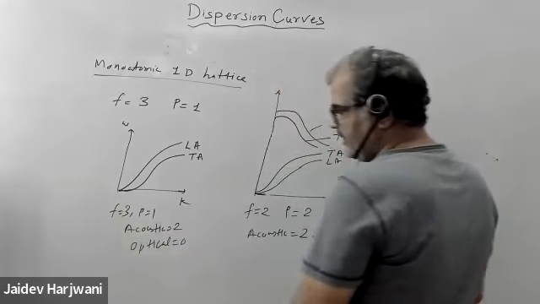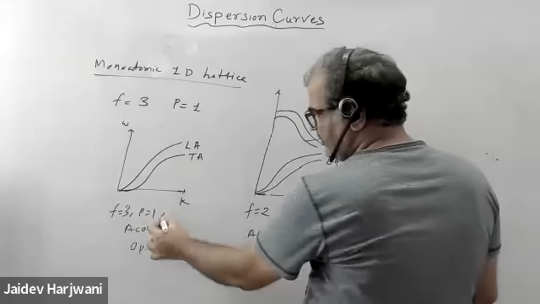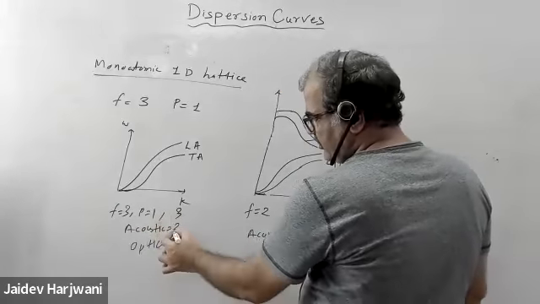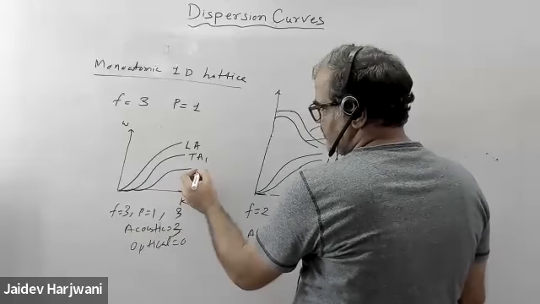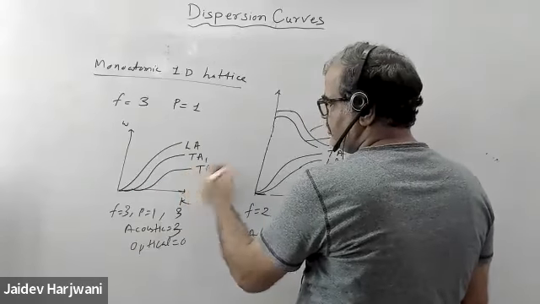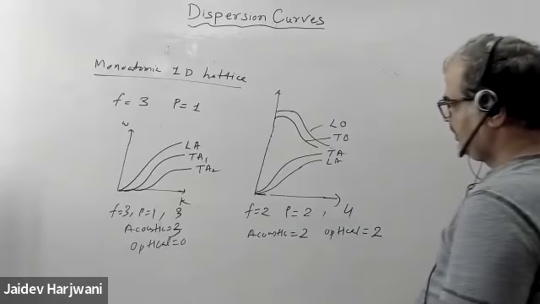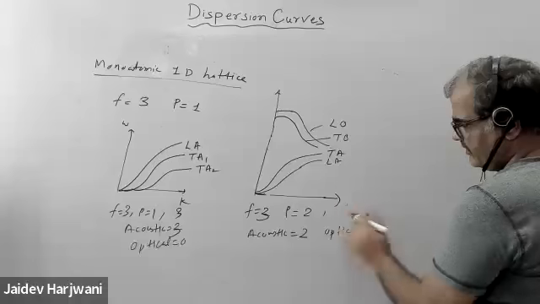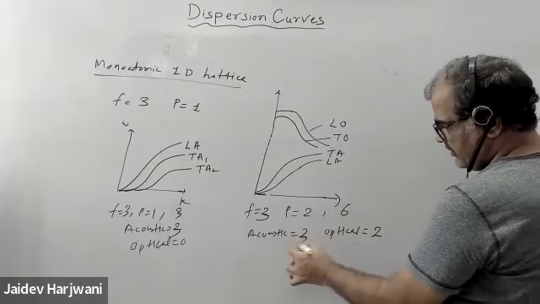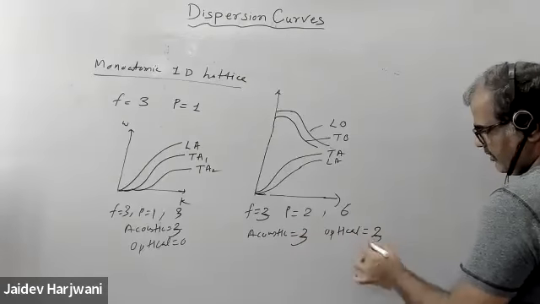Now total will be how many? If F equal to 3 and P equal to 1, total will be 3, and all 3 will be acoustic. They say this is transverse acoustic 1, this is transverse acoustic 2. And if I take F equal to 3, P equal to 2, our total will be 6. Out of 6, 3 will be acoustic, remaining 3 will be optical.